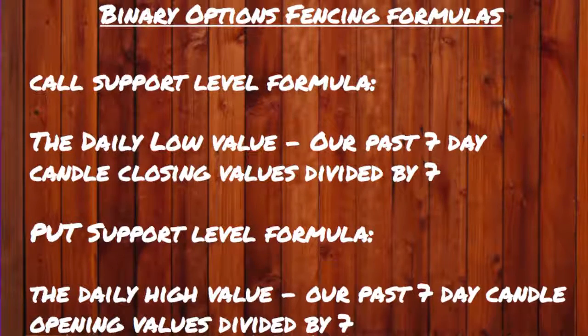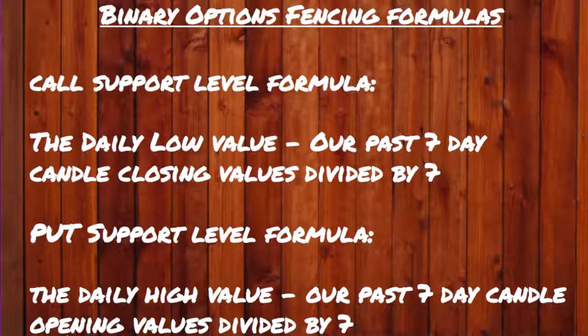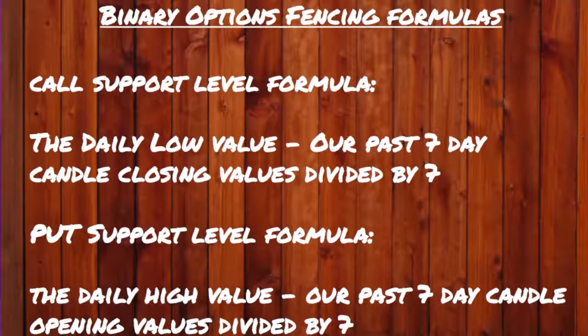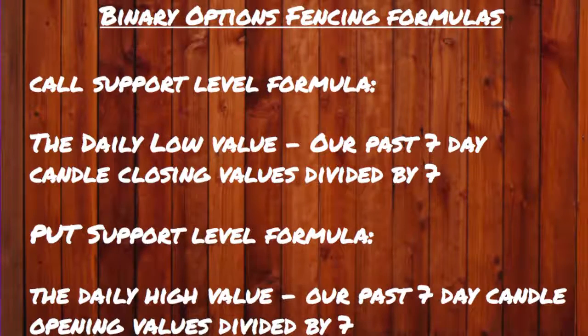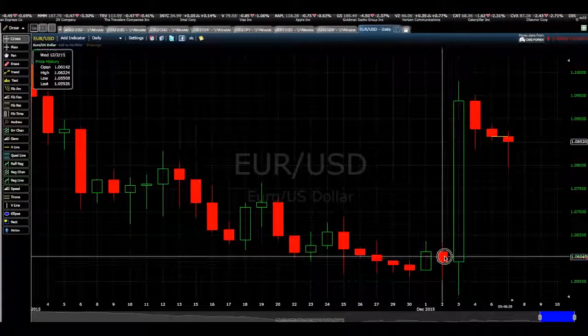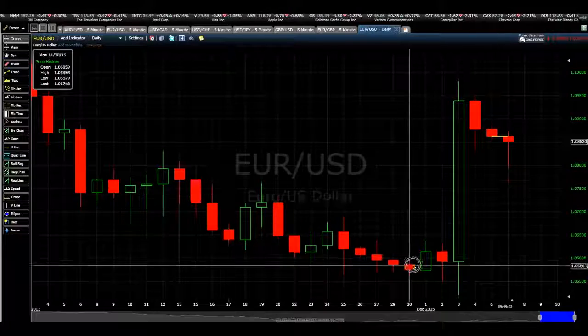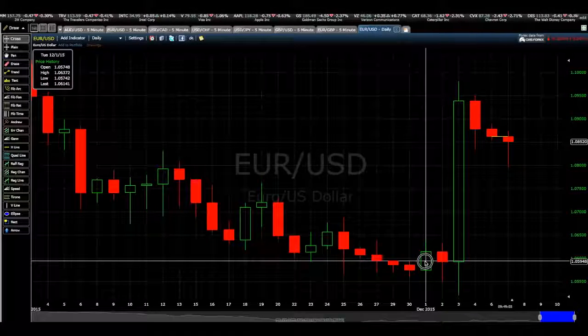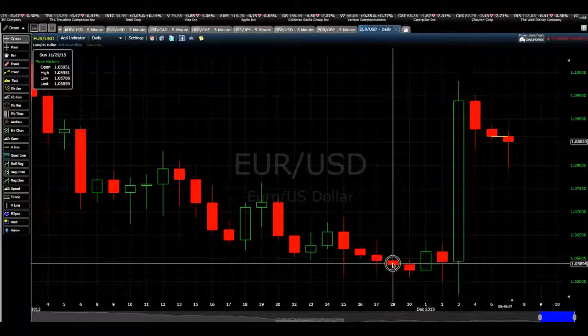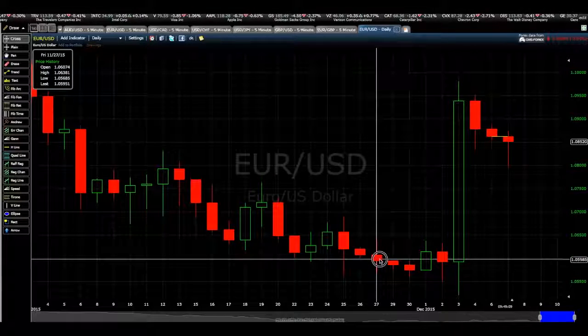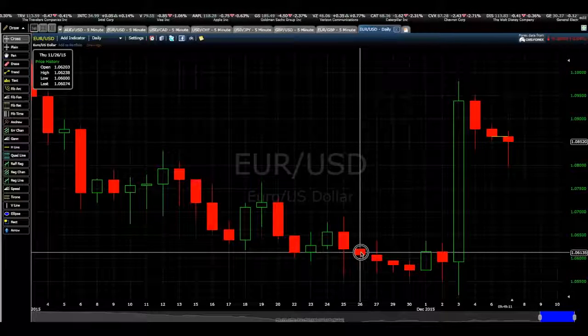Now, the formula that we use when calculating our call support level is as follows: the daily low value to our past 7-day candle closing values divided by 7. As you can see, we have the Euro USD on the charting solution, which is freestockcharts.com, by the way. When doing this formula, we start from the previous day. Since I started this on the 3rd of December, we would be starting from the previous day, which would be December 2nd.